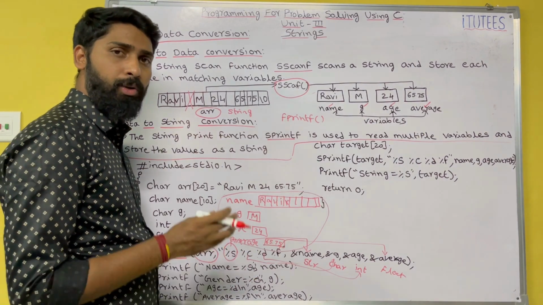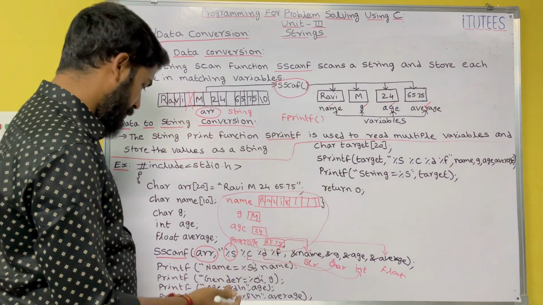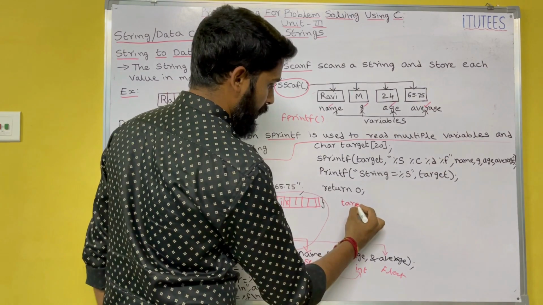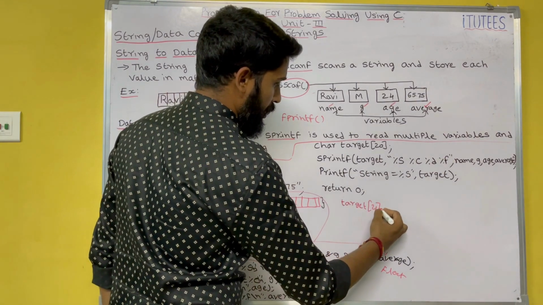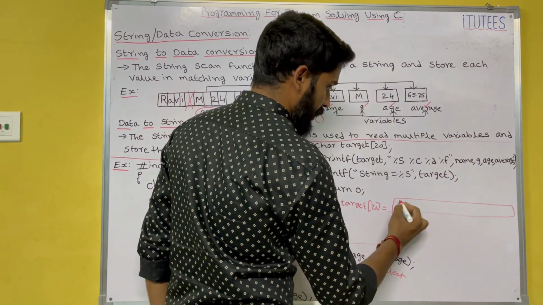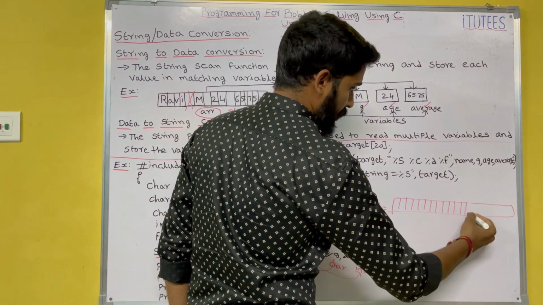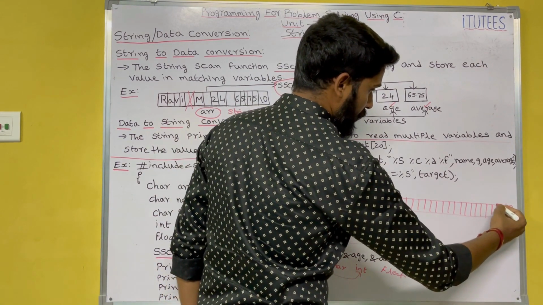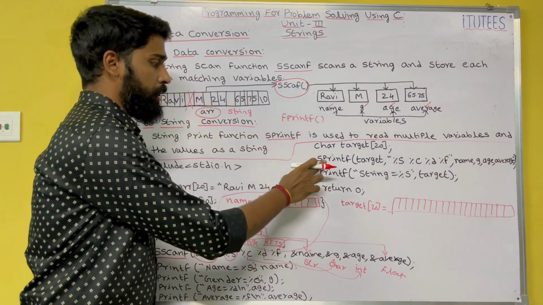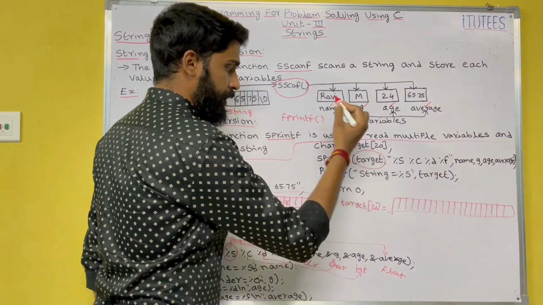Now I want to read these multiple values and store them in a string. For example, this is the target, target 20. This is the diagrammatic representation of target: 1, 2, 3, 4, 5, 6, 7, 8, 9, 10, 11, 12, 13, 14, 15, 16, 17, 18, 19, 20 locations. So by using sprintf, first you specify the string name.